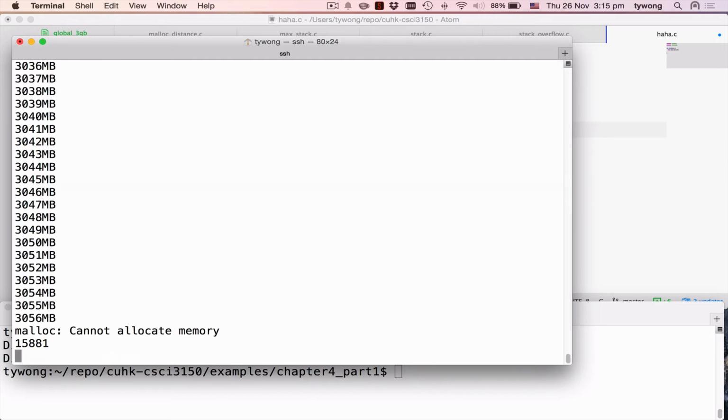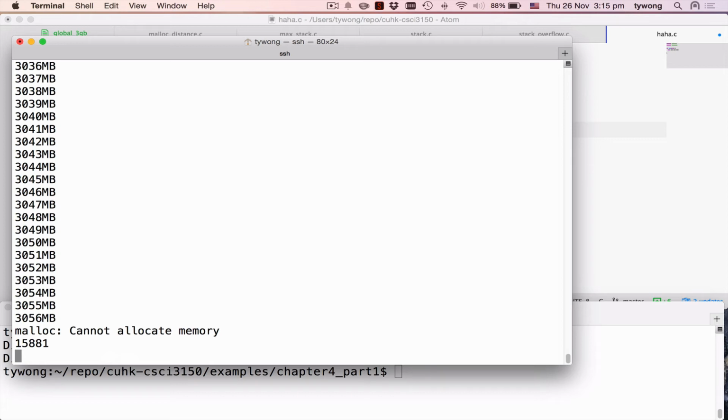Do you believe that? Not just 1 second, it's half a second. I allocated 3,000 megabytes, 3G, and then it stopped and told me that malloc cannot allocate memory. Do you believe that this is just true? Or is it because our deployment machine is so powerful?